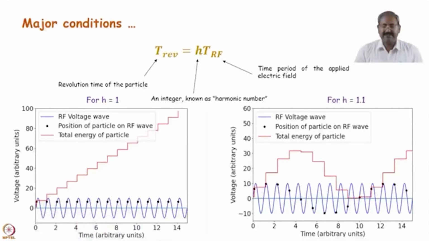Now in accelerator language, this h, this integer, is known as the harmonic number. It means: in one RF time period, how many revolution times are there? That is known as the harmonic number.